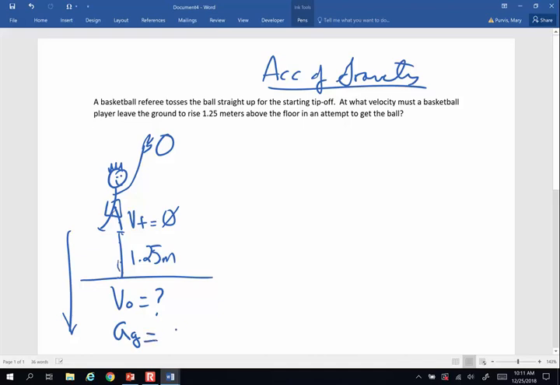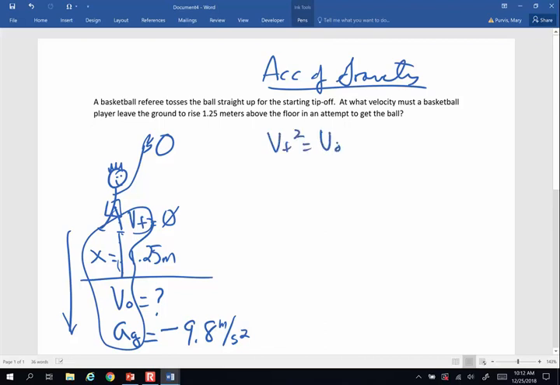So in this case, gravity is slowing the basketball player at negative 9.8 meters per second squared. And the 1.25 meters, that's my displacement. So how am I going to do this? If I look at my variables right here, I look at my equations. Which one am I going to choose? Well, I'm going to choose vf squared is vo squared plus 2ax. And I'm looking for original velocity.